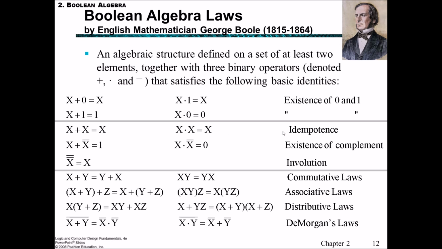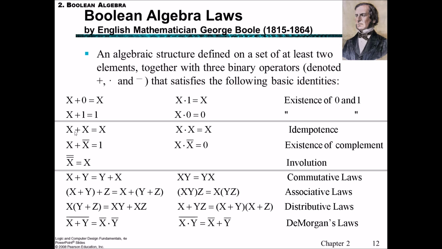And then these other laws are idempotence, where x or x is the same as x, and x and x is the same as x. x or not x is basically covering all cases, so it's 1, and x and not x can never happen, so it's 0, and this is called the existence of a complement. Then involution is that if you double negate it, so not not x is the same as x.